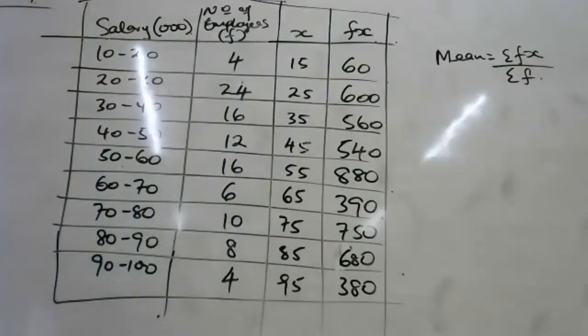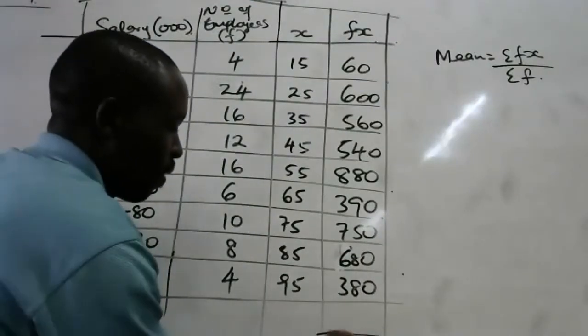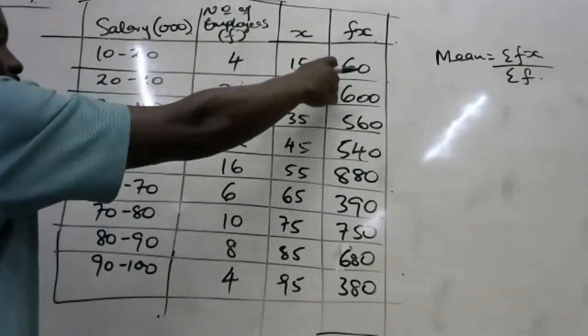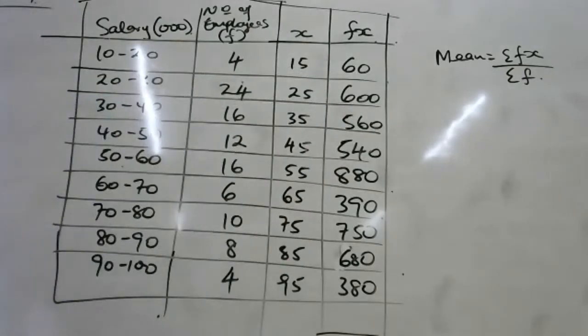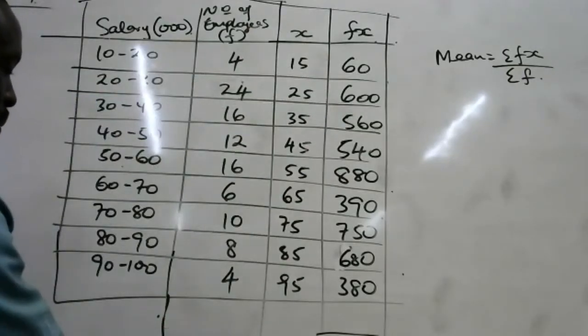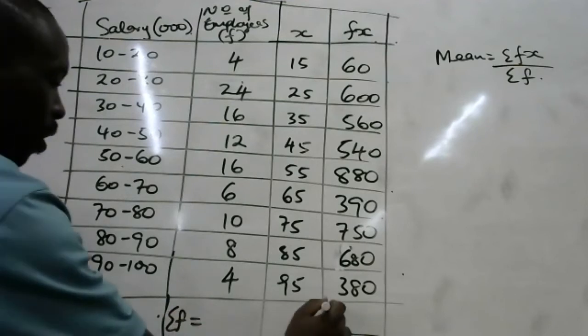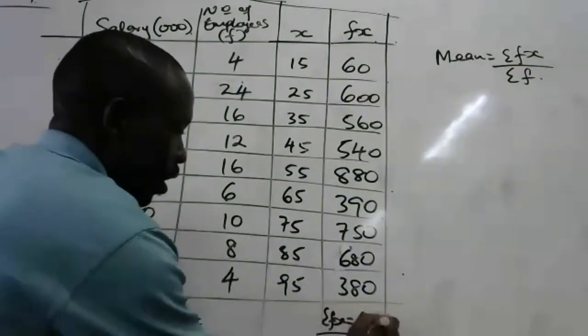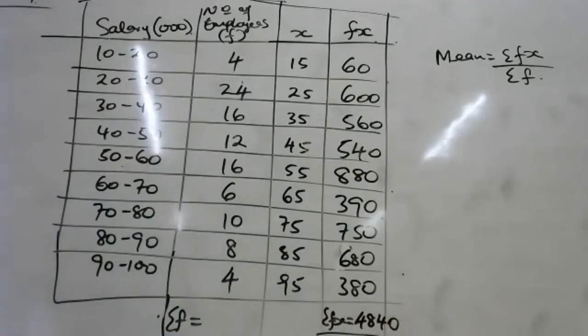Now, can you add for me these values that are in the fx column? You just add the fx for the first class, second, you add all of them. And somebody else to add for me the summation of f. The sum of fx is 4840.